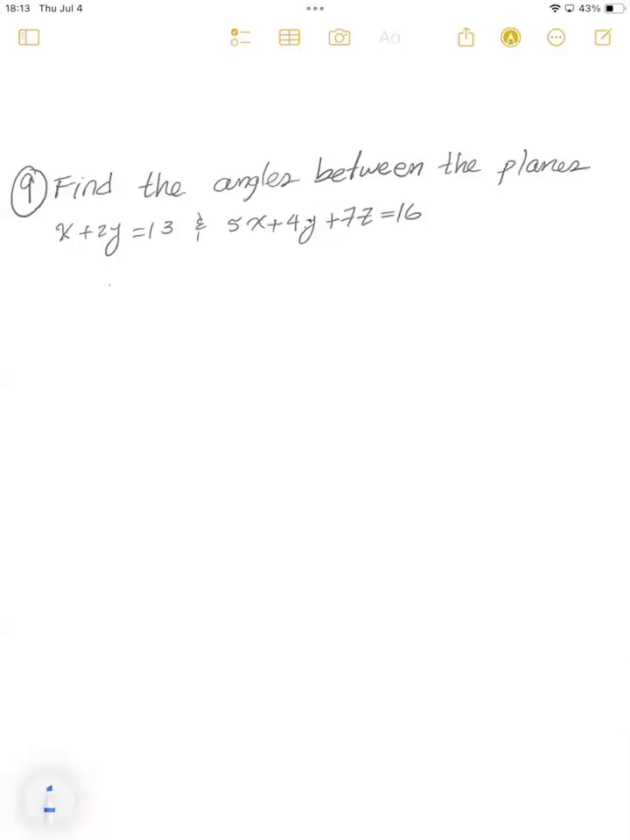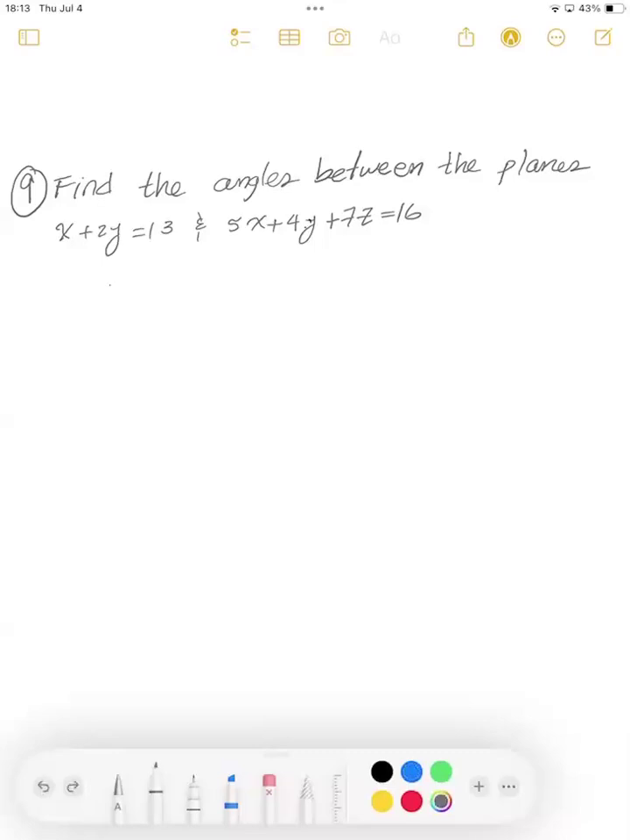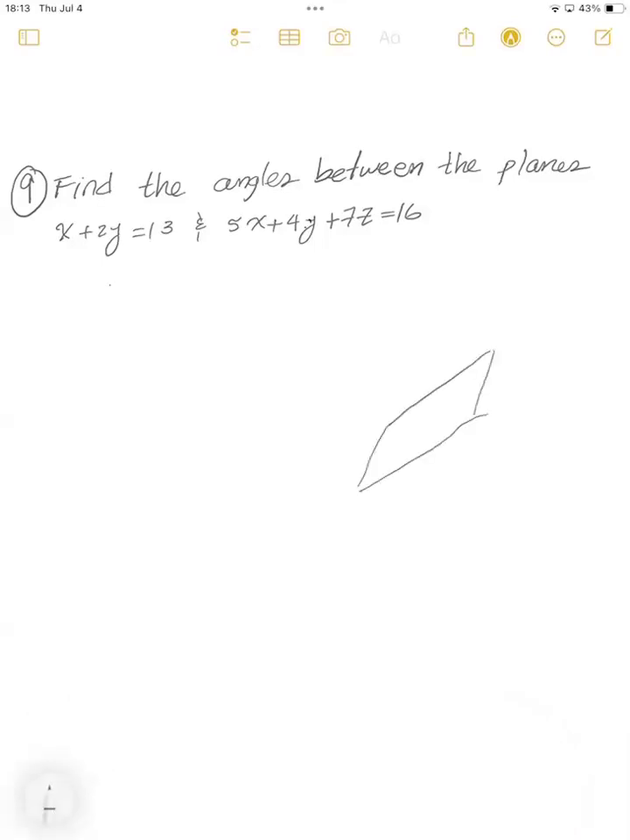Number 9 says find angles between the two planes. In order for us to find the angle between two planes, we know that each plane has a vector perpendicular to it. If I have this plane here, it is going to have a vector perpendicular to it. And if I have another plane here, this plane also has a vector perpendicular to it. If I find the angle between the two vectors that are perpendicular to our planes P1 and P2, then this angle is going to be the same as the angle between the two planes. So all I have to do is find that angle. That's what we're trying to do.